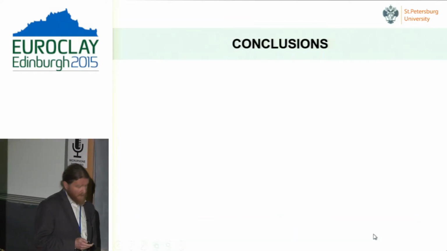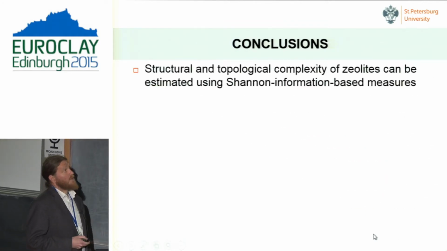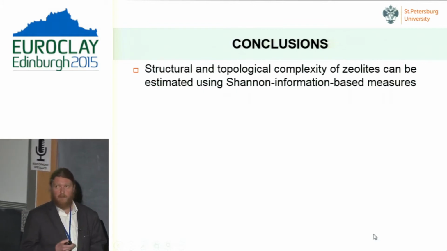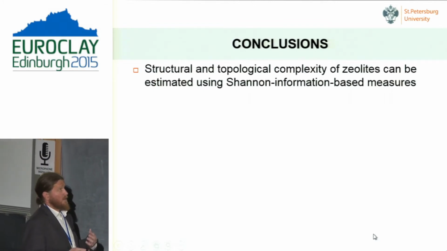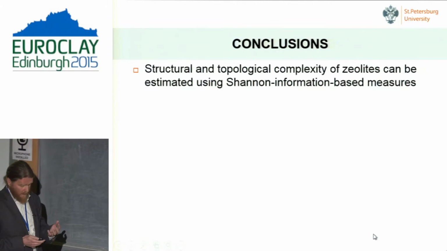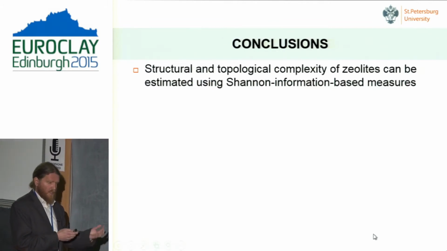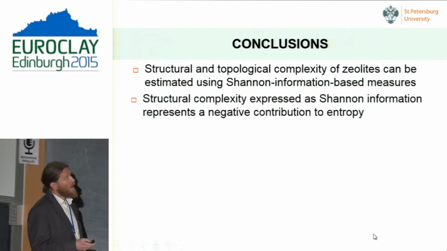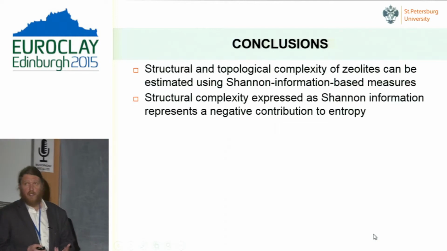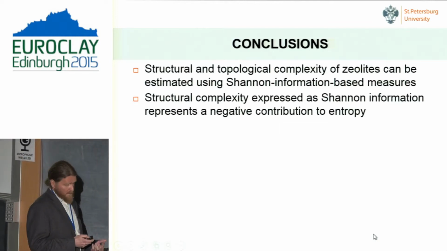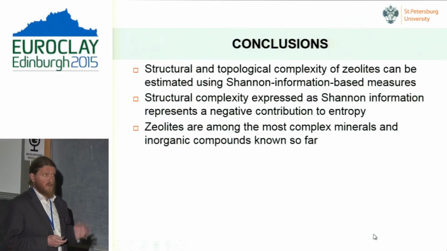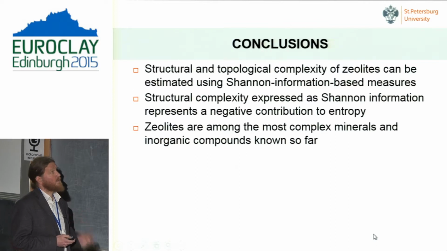So actually I'm coming to conclusions, and the first conclusion is that structural and topological complexity of zeolites can be estimated using these Shannon information-based measures. So you can have a numerical value which would characterize complexity of either a particular topology or a particular crystal structure. Then the structural complexity expressed as a Shannon information represents a negative contribution to entropy. And zeolites are actually one of the most complex inorganic compounds and minerals known so far.